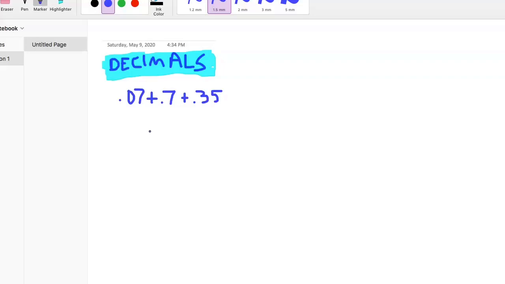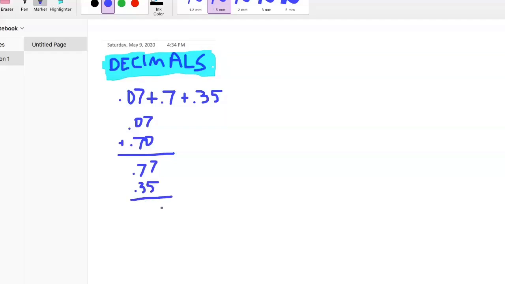Okay, so really our first thing to make sure that we remember is that 0.7 is the same thing as 0.70. So once we have that, and now we got our decimals all lined up, 7 plus 0 is 7, 7 plus 0 is 7. Now we got 0.77. Sometimes that can be a little tricky. And then our other one will be, now we'll just add the 0.35.